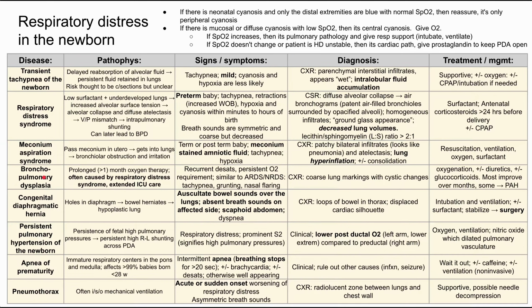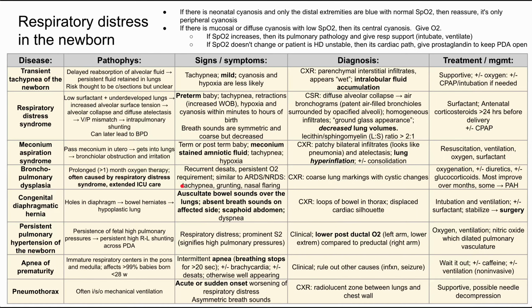So next, bronchopulmonary dysplasia. This is a result of prolonged oxygen therapy. So as in a kid who has respiratory distress syndrome who's been on oxygen for at least a month, it's often caused by respiratory distress syndrome. Yes, we said that, and extended ICU care. The signs and symptoms are recurrent DSATs, persistent O2 requirements. It's similar in picture to ARDS or NRDS, neonatal respiratory distress syndrome.